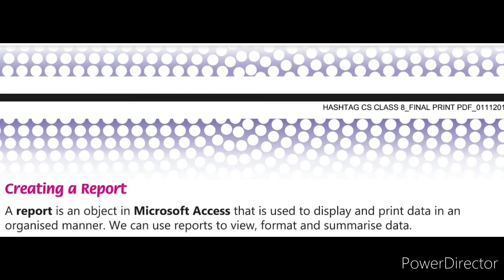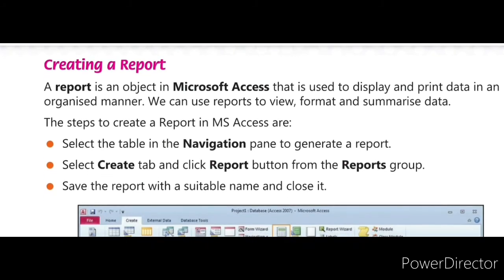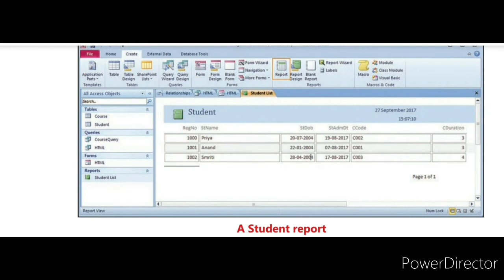Next we have seen how to create a report. A report is an object in Microsoft Access which is used to display and print the data in an organized manner. These are the steps to be followed to create a report in MS Access. This is the window for the student report.